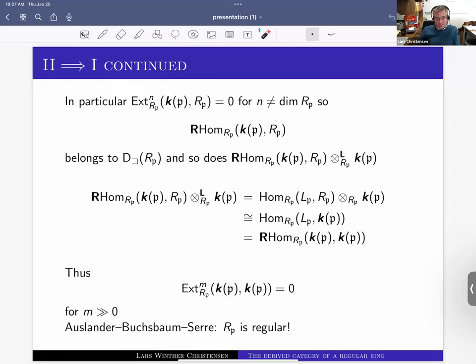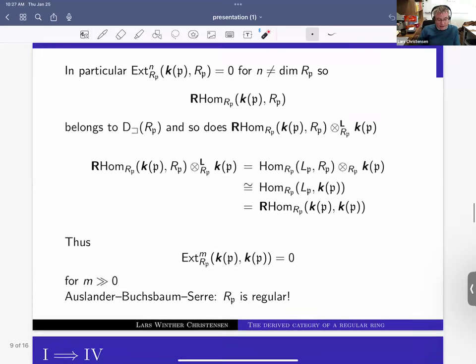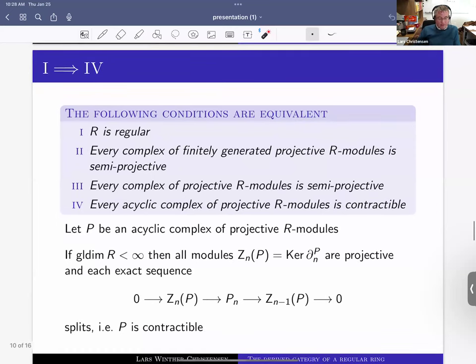And all of that, as I said, is done locally, which is fine, because we can decide regularity of the ring globally by checking it at every prime. But that's the definition. Now, one has to get from regularity to acyclicity of every projective complex of R-modules. And how does one do that? Well, first of all, I'm going to cheat. Well, I'm not going to cheat, but I'm going to first consider the case where the global dimension of R is finite. And of course, as I said, there are regular rings that don't have finite global dimension. But bear with me. You'll see in the next slide that we're almost there.